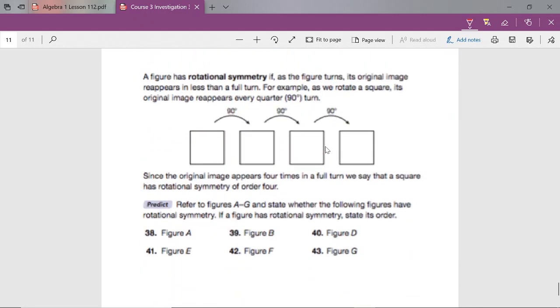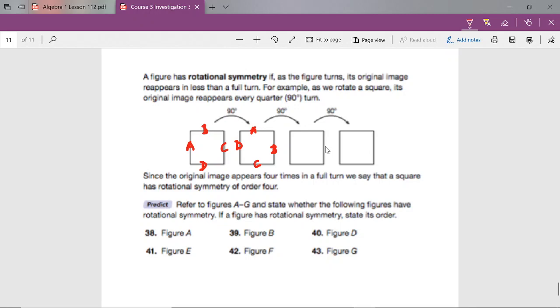Last type of symmetry is rotational symmetry, and last piece of this investigation. As a figure turns, its original image appears in less than a full turn. For example, as we rotate a square, its original image appears every quarter turn. So if I were to do this, let's say I were to name these sides, side A, B, C, and D. If I were to turn this 90 degrees, and now I have my sides like this, A, B, C, and D, since this is a square, we still have the same image.